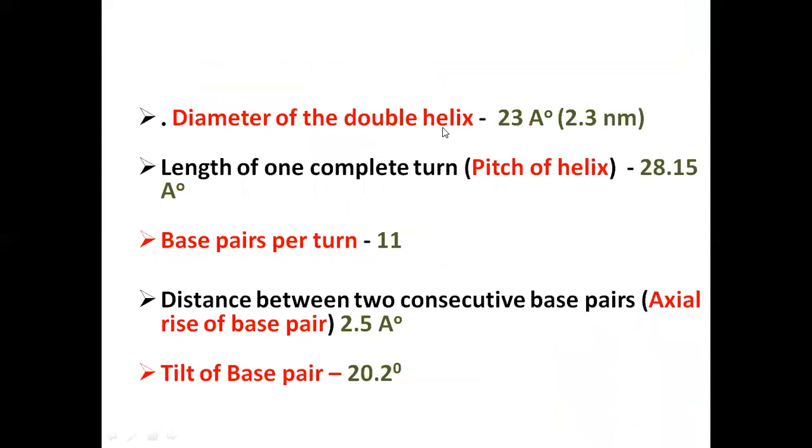Then, what is the diameter of the double helix? It is 23 angstrom. For BDNA, it was 20 angstrom. So for ADNA, it is 23 angstrom. And the length of one complete turn or pitch of helix is 28.15 angstrom. And base pairs per turn is 11. For BDNA, it was 10.5. And the distance between two consecutive base pairs, or the axial rise of base pair, is 2.45 angstrom. For BDNA, it is 3.4 angstrom. And the tilt of base pair is 20.2.